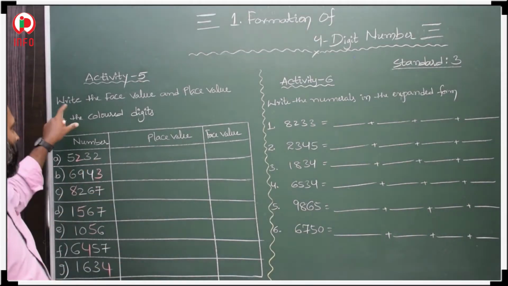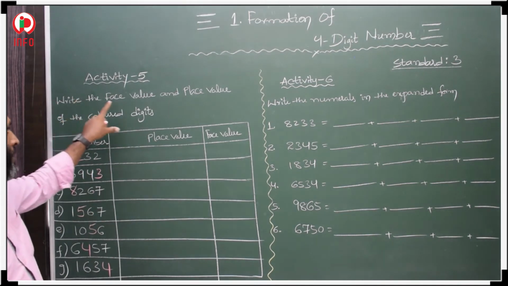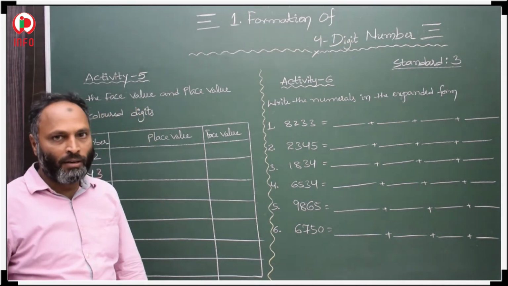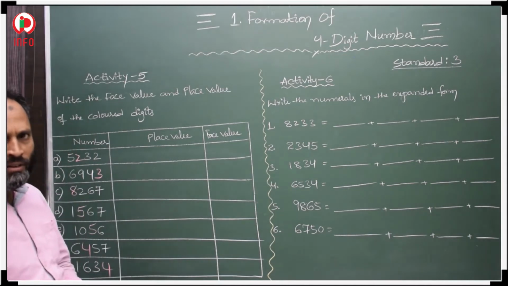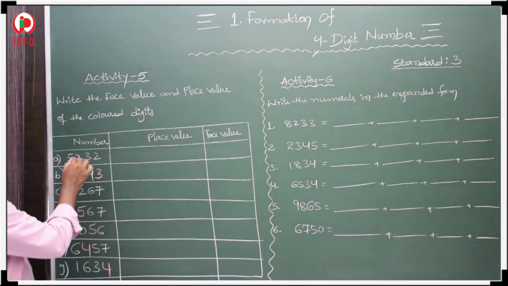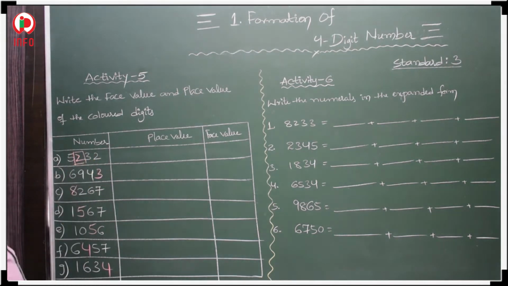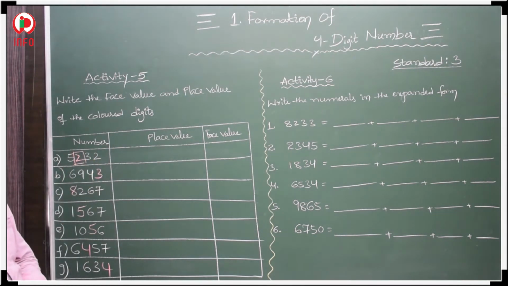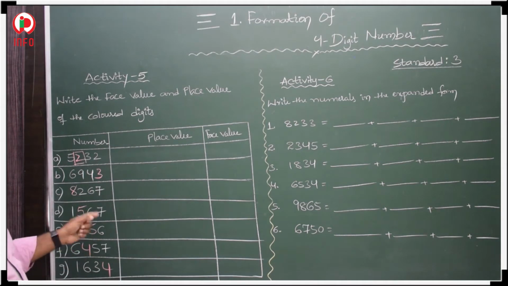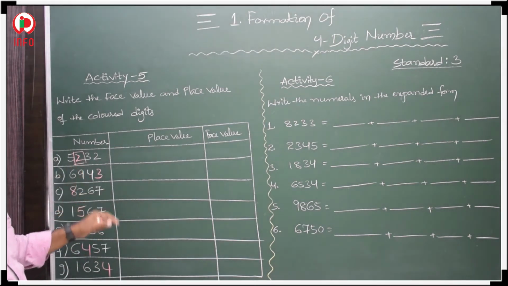Now, in our activity 5, write the face values and place values of the colored digit. Color digit, face values and place values we have to write. Here, 2 is a color digit. So we have to first find in which place it is.